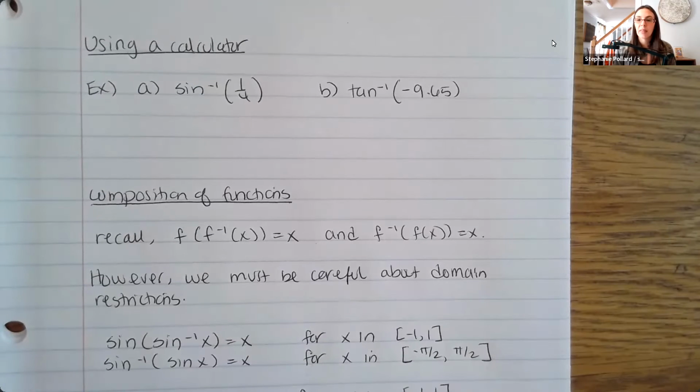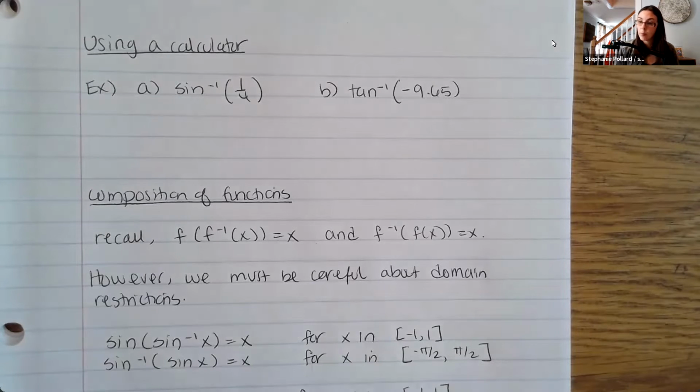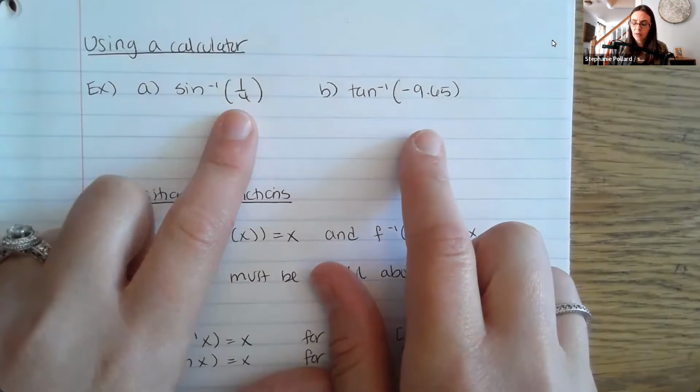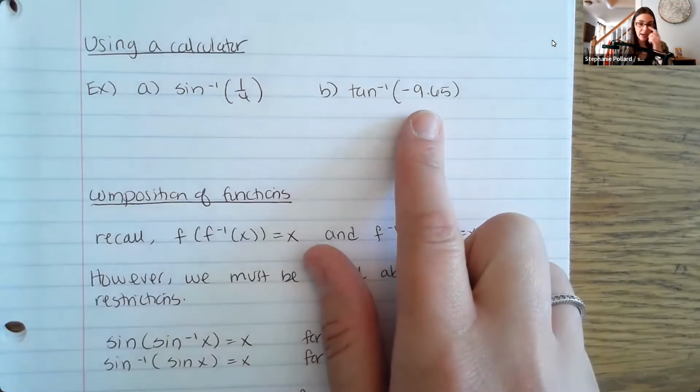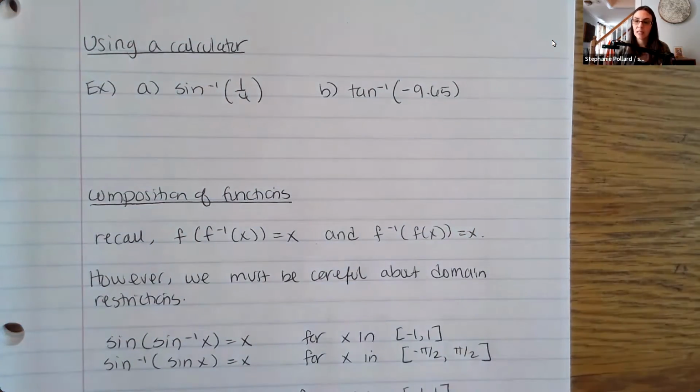Let's do some more examples with inverse functions and evaluating. So the first thing, and I've mentioned this a little bit already, is that you can use a calculator for many problems. Now, obviously, you have to make sure that 1/4, and in this case, negative 9.65, would actually be in the domain of these inverse functions. But if they are, your calculator will spit out an answer for you.